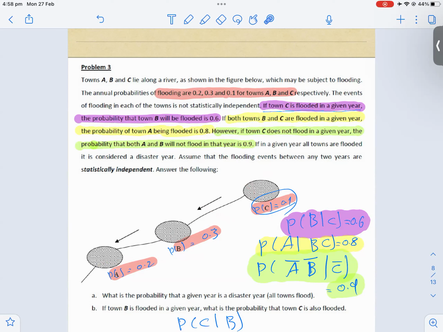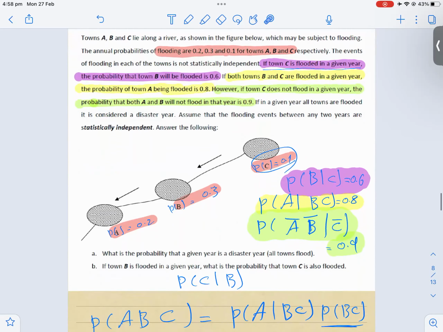All right. However, if the town C is not flooded, the probability that both cities A and B will be fine is 9/10. So we should take care of village C. Okay, it should be the priority.